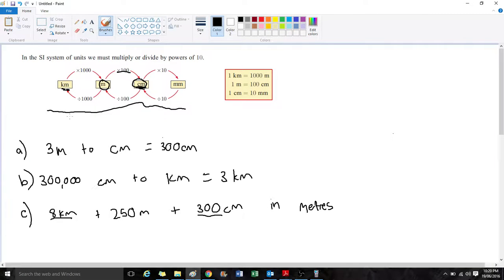So 8 kilometers into meters, we can use our chart. If we're going from kilometers to meters, we're timesing by 1,000. So we're going to have 8,000 plus 250, and we're converting 300 centimeters into meters. We have to divide by 100. So we have 300 divided by 100 is 3. So the total amount of meters that we have is 8,253 meters.